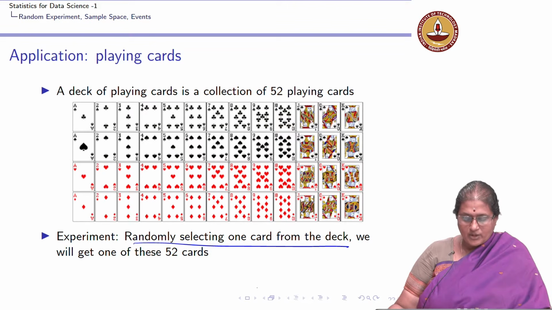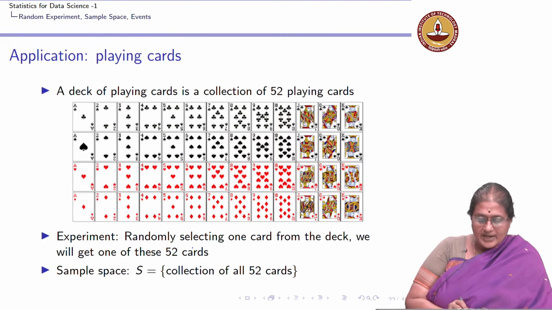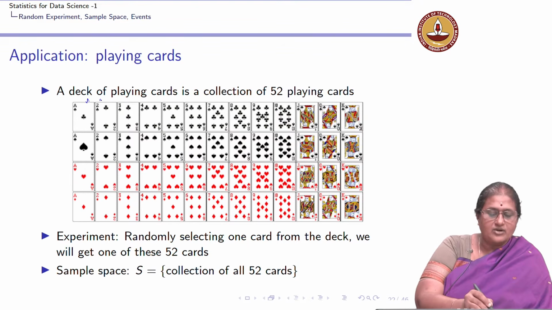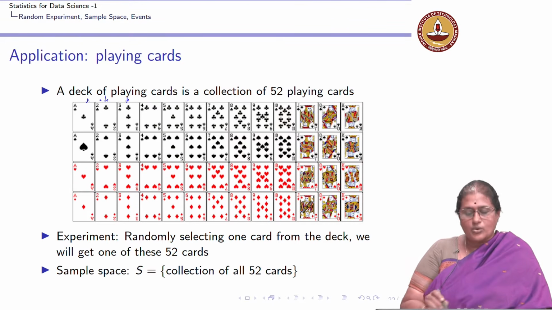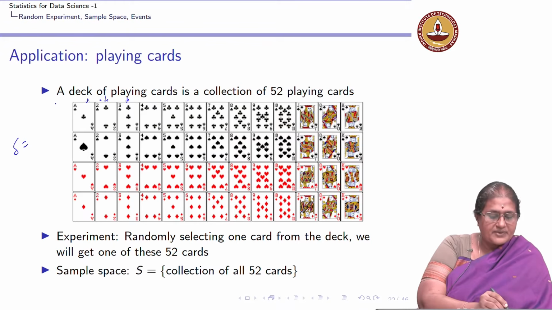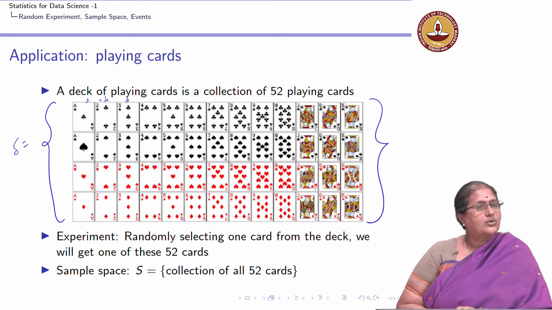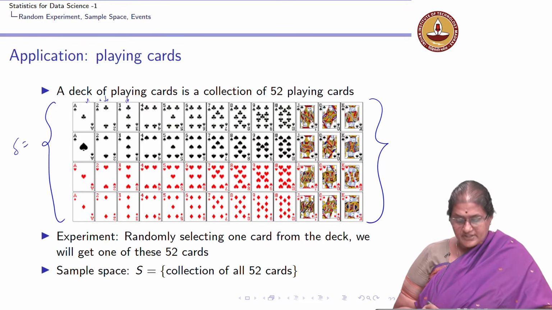So, what are the outcomes? The outcomes are any one of these 52 cards, the collection of all these 52 cards. So, this was one of the outcomes. These are my basic outcomes. So, ace of clubs is one of my basic outcomes. This is the second basic outcome. So, I have these 52 outcomes. I can say my sample set is these 52 outcomes of the random experiment. So, that is my sample space.